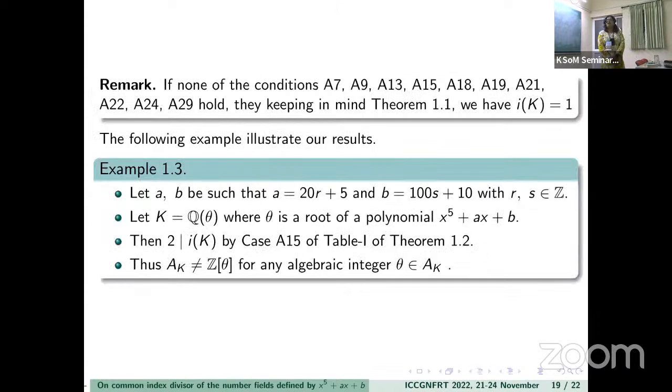Now we can see that if none of the conditions A7, A9, A13, A15, A18, A19, A21, A22, A24, and A29 hold, then keeping in mind theorem 1.1 that an odd prime cannot be a prime common index divisor, we can conclude that IK will be 1. This is the example. In this case, we fix our A and B such that valuation of A is 0 and valuation of B is 1. A is congruent to 1 mod 4 and B is congruent to 2 mod 4. So by case A15 of theorem 1.2, we can conclude that 2 divides IK, thus AK will not be equal to Z[theta] for any algebraic integer theta.